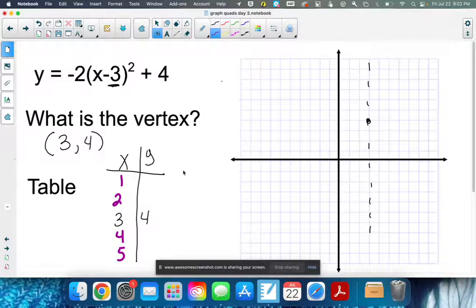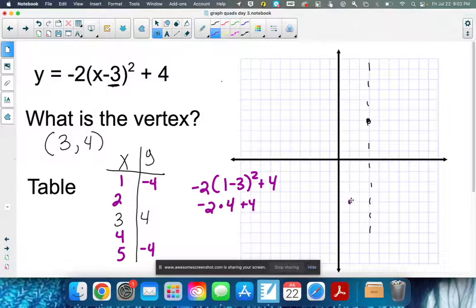And again, substitute them in. Let's see what we get. Don't forget to put the negative with the 2 in front of the parentheses when you're substituting it in. You have to put the whole thing in. Should look like this if you're putting it in the calculator. And if you're doing it by hand, remember parentheses, exponents, multiplication, addition as far as your order. So 1 minus 3 is negative 2. Negative 2 squared is 4. So this is negative 2 times 4 plus 4. So negative 2 times 4 is negative 8, plus 4 is negative 4. So both of those should be negative 4. 2, 3, 4, and 5, negative 4.